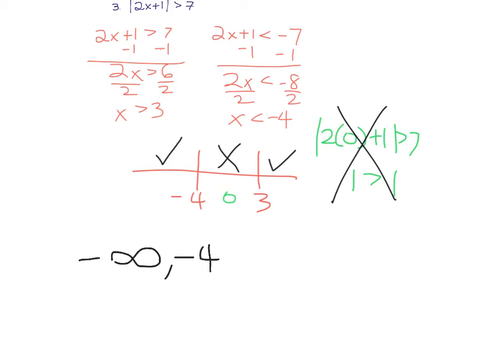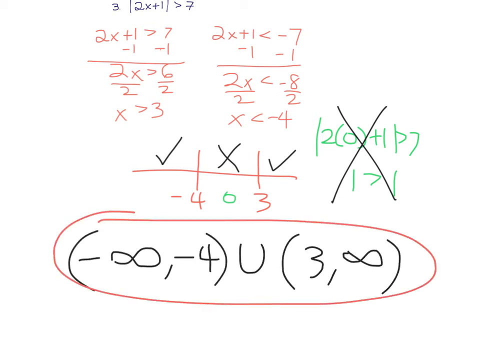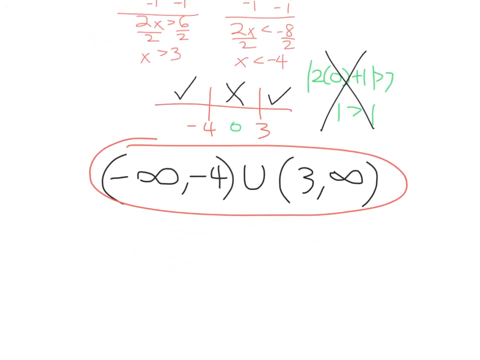And remember, your original symbol was just a greater than, so parentheses, unioned with 3 up to infinity. And this is how I want to see the answer. Now, if you graphed it, this would have been with the arrows pointing outward.